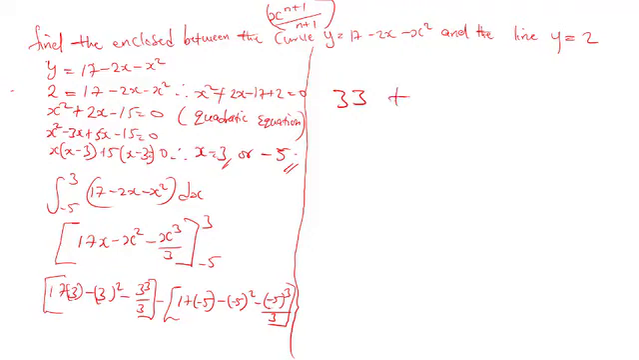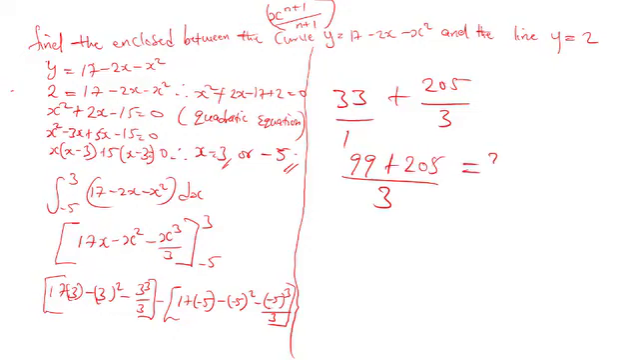Now with these values, the final value becomes 33 plus 205 over 3. So 3 times 33 is 99, plus 205, which is equal to 304 over 3, which is equal to 101.33. So the area being enclosed between this curve and this line is equal to 101.33 centimeters squared.